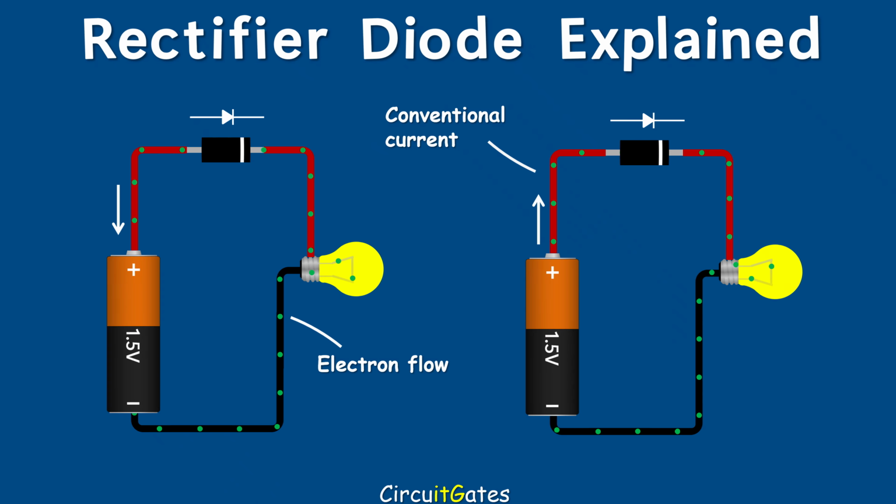Conventional current and electron flow are two types of current that differ in direction of flow. While the direction of electron flow is the actual direction of current, conventional current is how current was said to flow before the discovery of electrons in the 70s. And until now, conventional current is the one generally used.